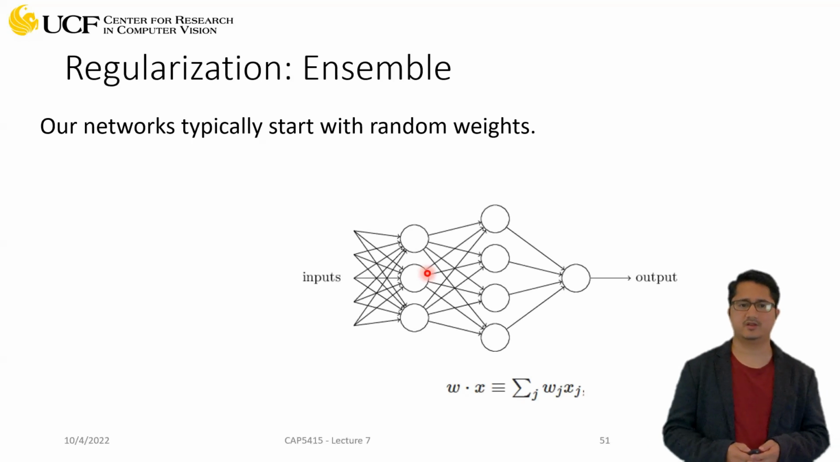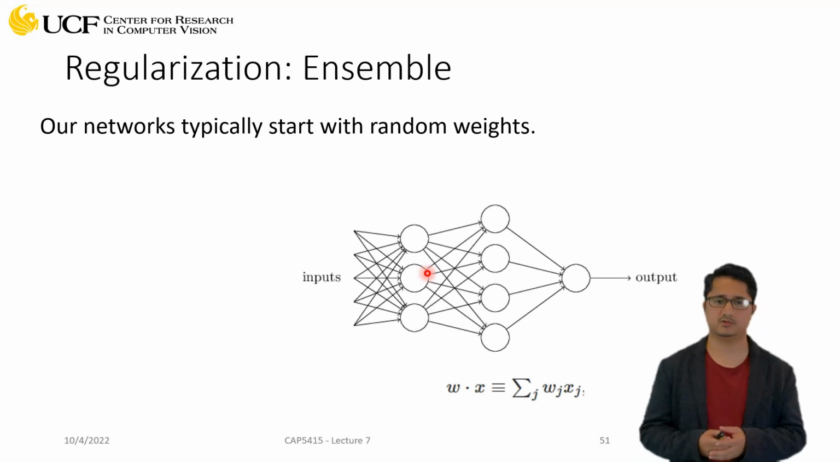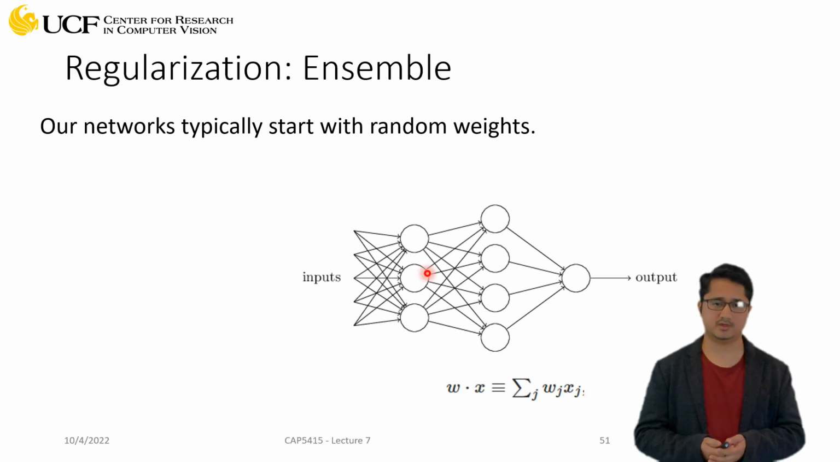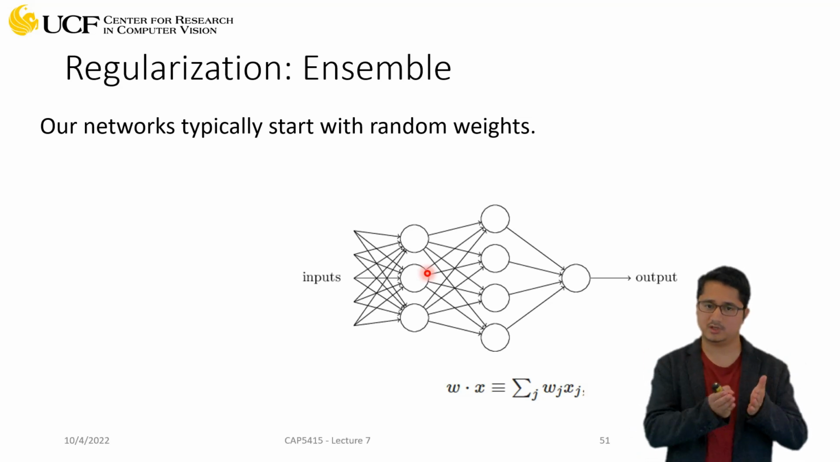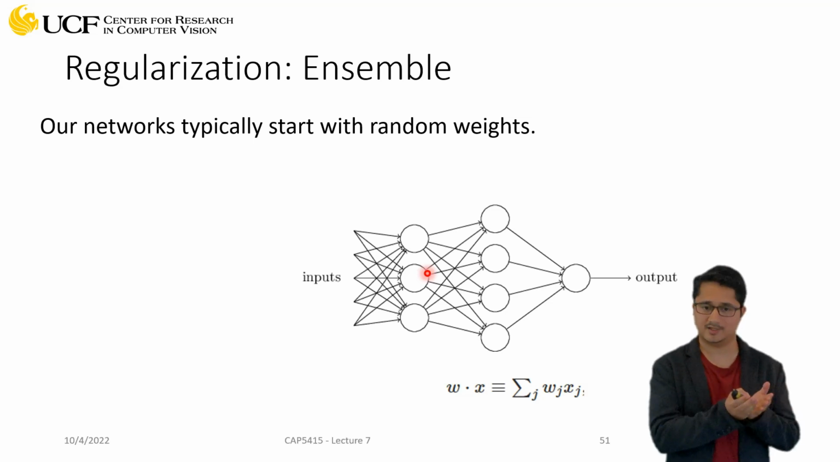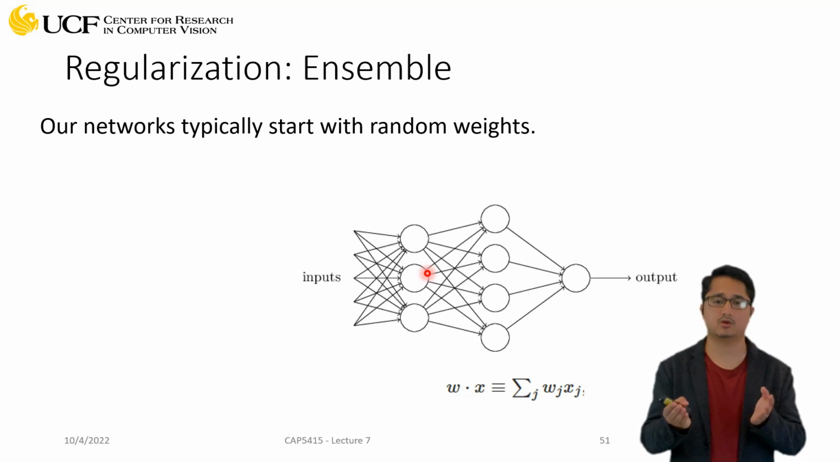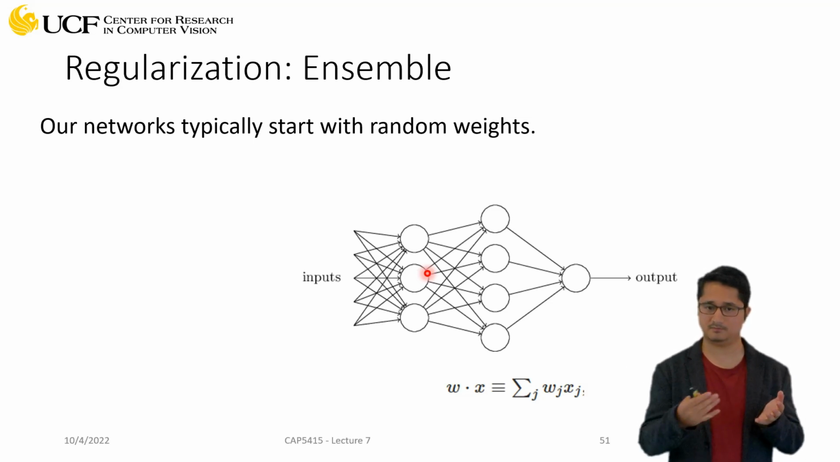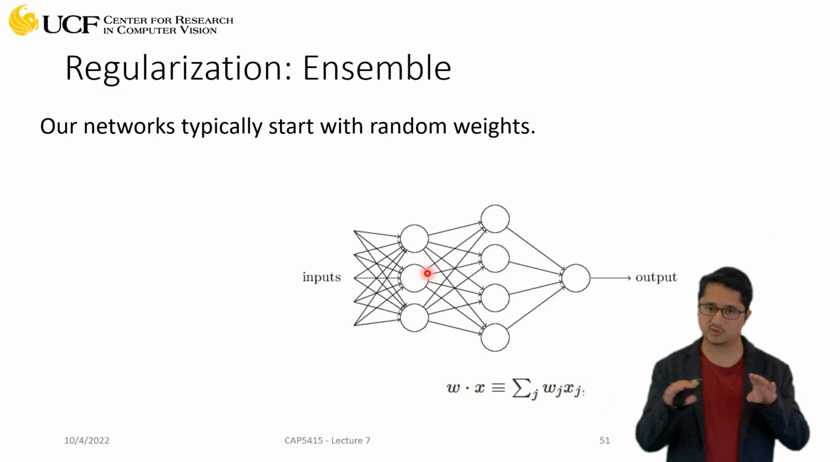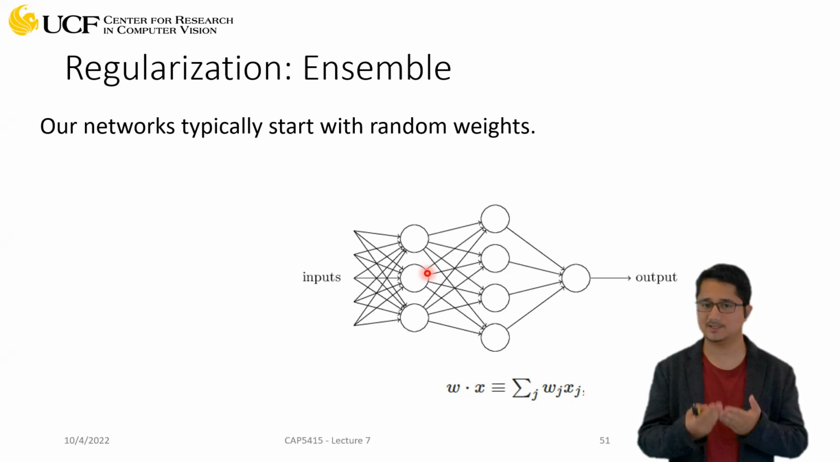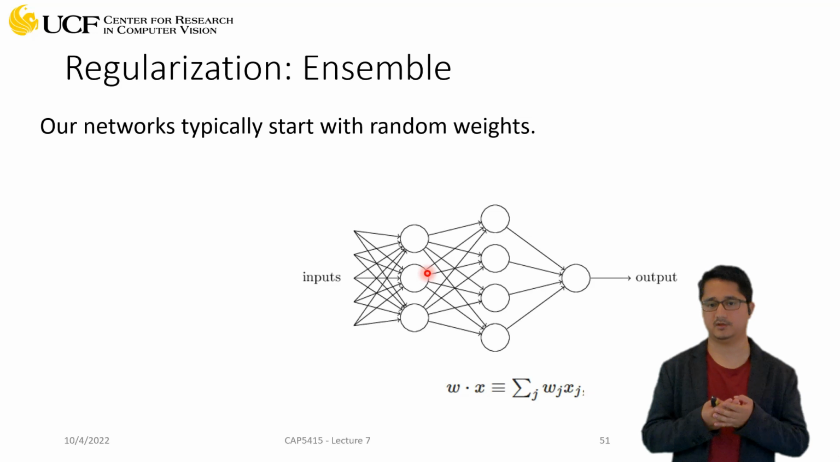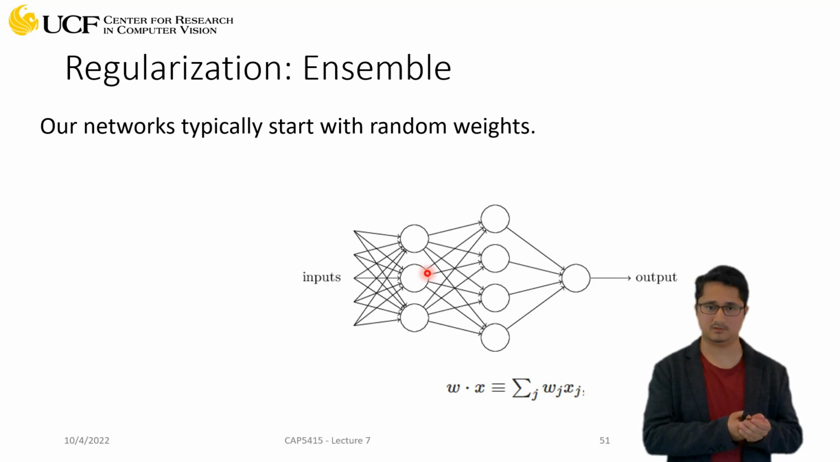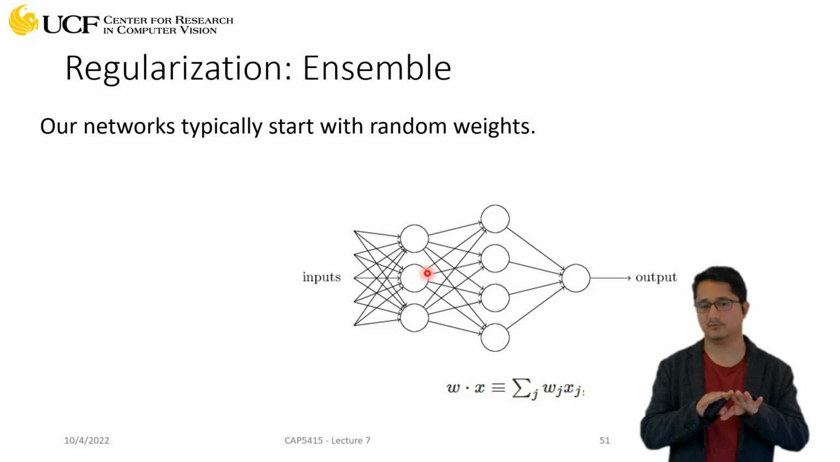The other interesting idea to regularize your network is to use an ensemble. What does this mean? Each time you train your network, you initialize your weights randomly, and you know the loss function is not convex, so there can be a lot of different minima. If you train the same network multiple times with different initializations, the final weights are going to be different, because the initial weights were different.